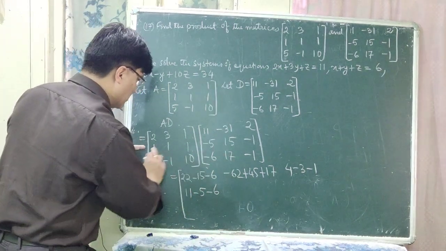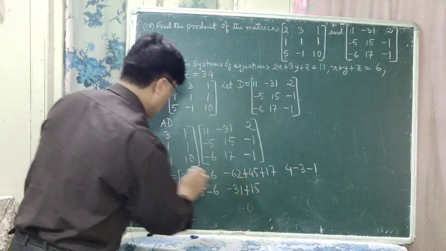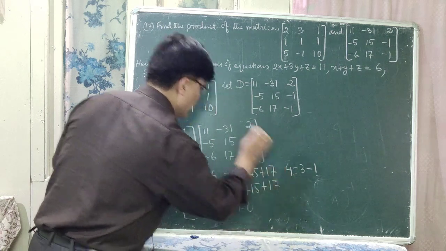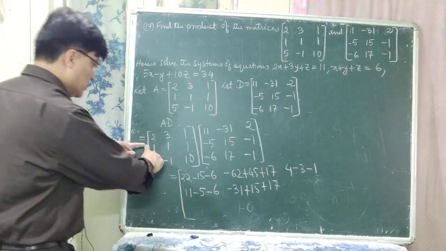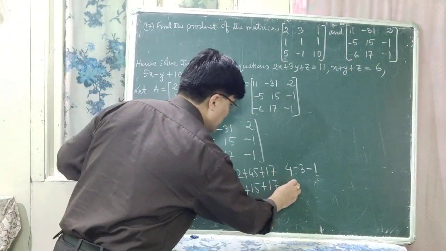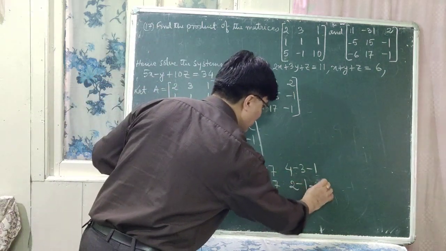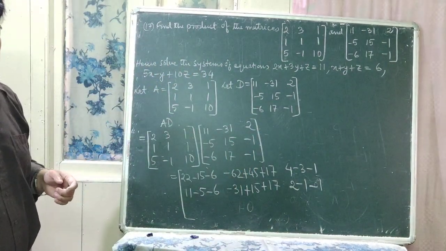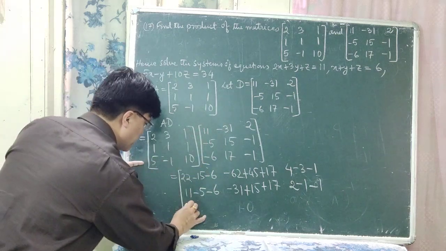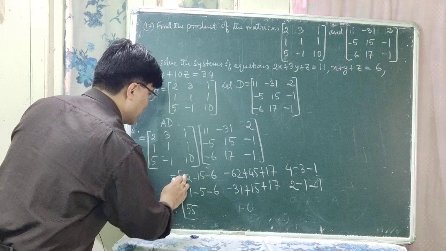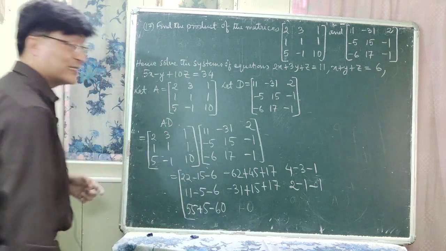Then next, second row by second column, minus 31, plus 15, plus 17, right? Next one is second row by third column: 1 2s are 2, 1 into minus 1, minus 1, 1 into minus 1, minus 1. So this is your second row. Now you have to multiply third row by first column: 11 5s are 55, minus 1 into minus 5, plus 5, 10 into minus 6, minus 60, right?